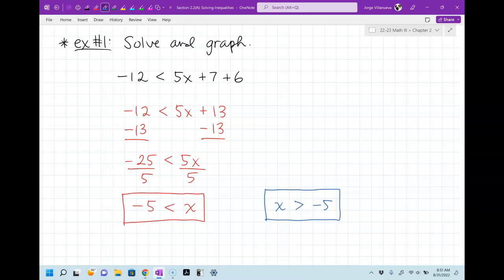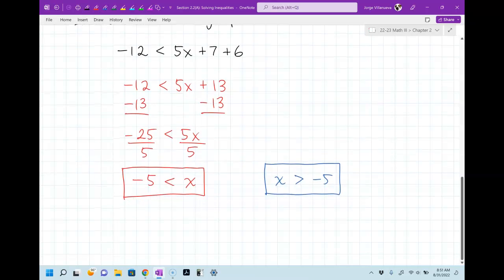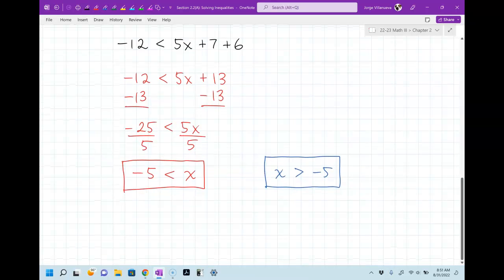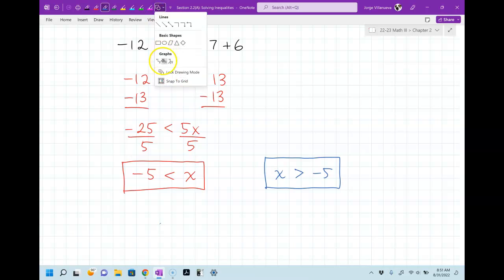Those are the same. Now the reason why I do that is because a lot of people understand the second one a bit better than the first one. The one in blue makes more sense to people. When they say x is greater than negative 5, they can kind of see it. Whereas negative 5 is less than x, sometimes people are like, I don't understand what that means, right? So just flip it around. So let me show you guys the solution for the graph. I'm just going to use a number line here. Whoops, hold on one second.